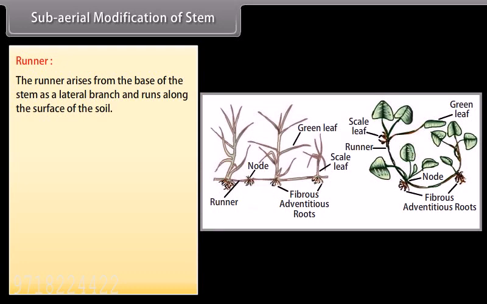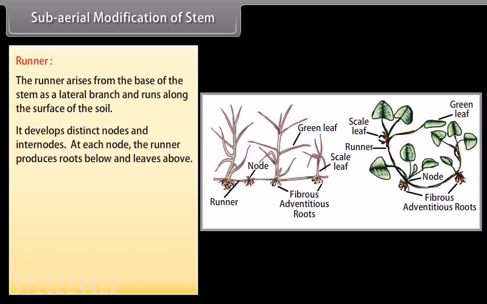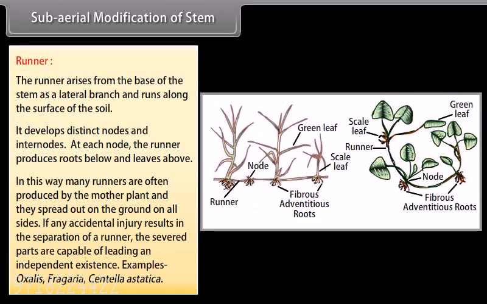Runner. The runner rises from the base of the stem as a lateral branch and runs along the surface of the soil. It develops distinct nodes and internodes. At each node, the runner produces roots below and leaves above. In this way, many runners are often produced by the mother plant and they spread out on the ground on all sides.